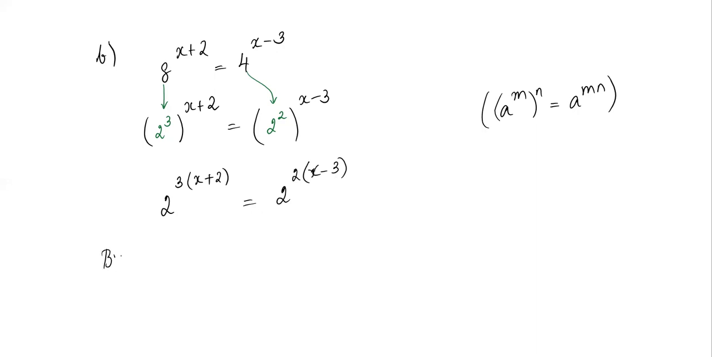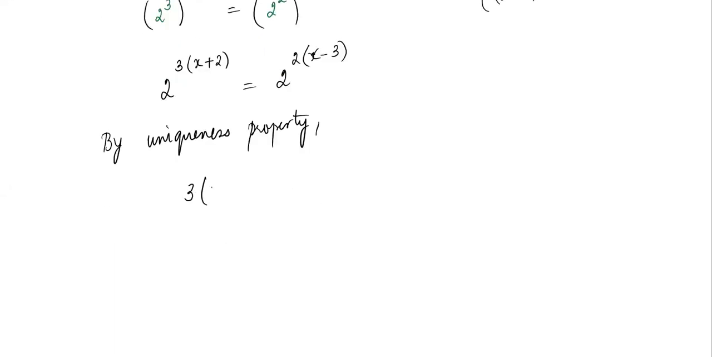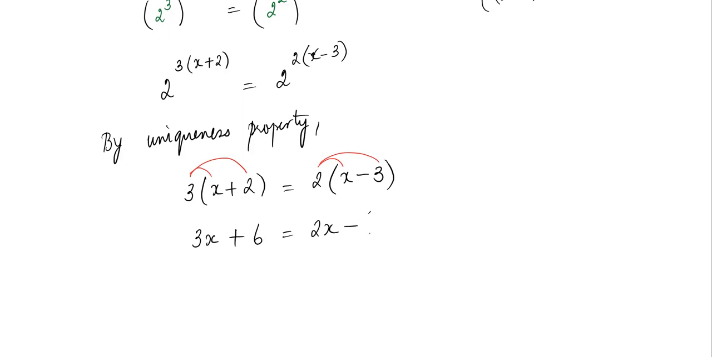So by the uniqueness property, you can set the exponents equal to each other. So 3 times x plus 2 equals 2 times x minus 3. And now you're off to regular solving, because these are linear equations, so you can solve them comfortably. So 3x plus 3 times 2, 6, equals 2x minus 3 times 2, 6. Bring all your x's together, bring all your constants to the other side.